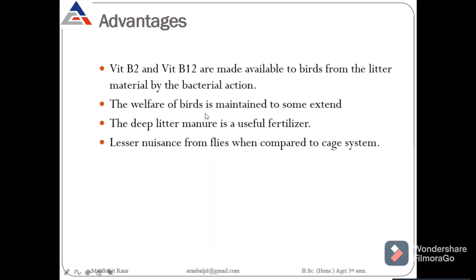The welfare of birds is maintained to some extent. The deep litter manure is useful fertilizer. So litter is changed from time to time. When we take it from the house of the poultry, it is rich in nutrients. So it can be used as manure in the field. Lesser nuisance from flies when compared to cage system. So there is lesser nuisance from the flies in this system.